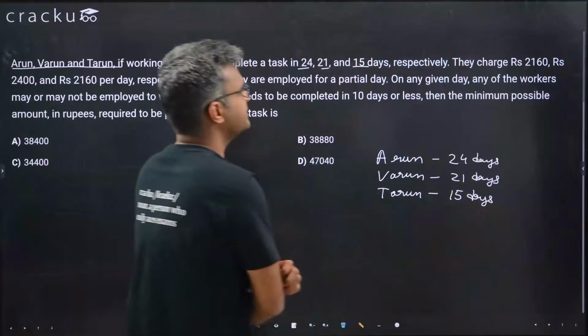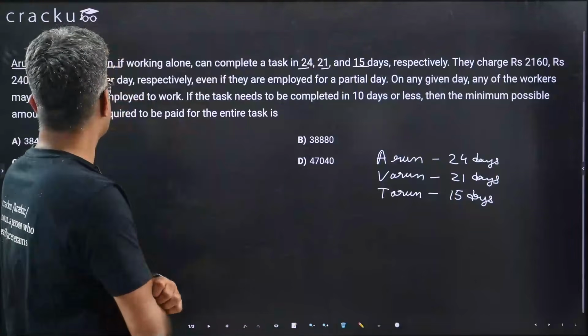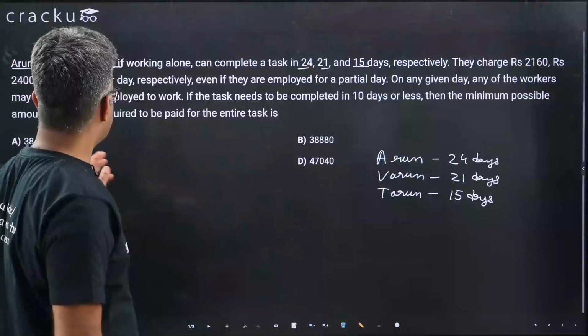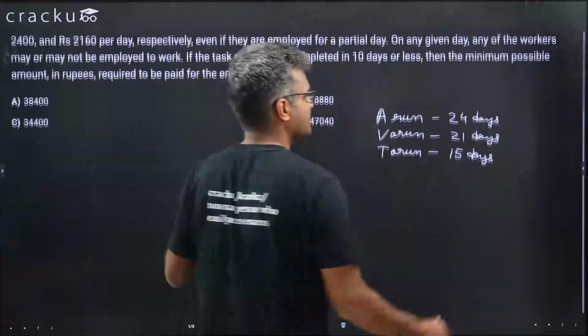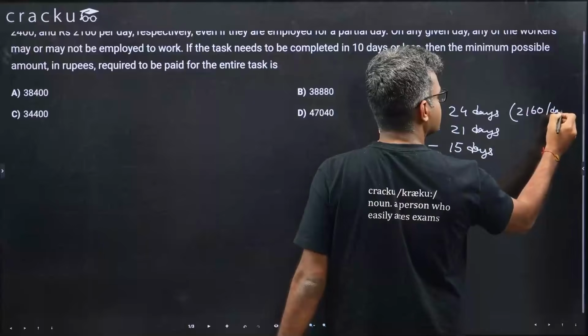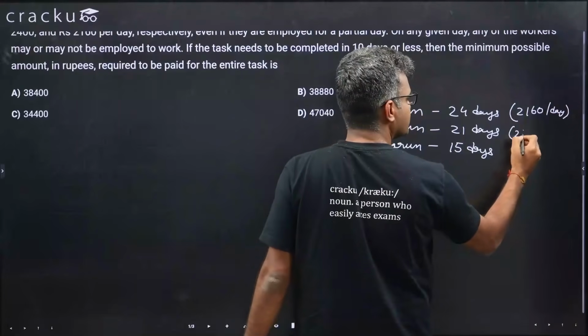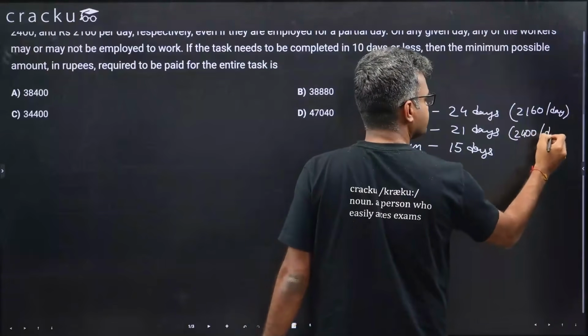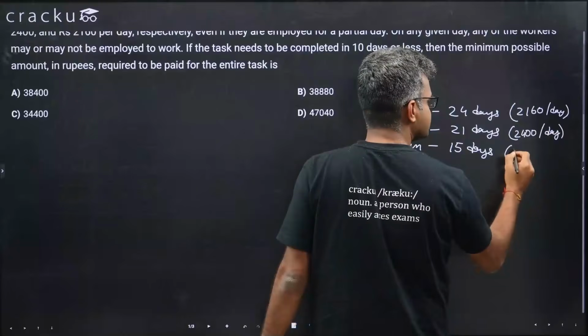We are also told how much money they charge per day. They charge 2160, 2400 and 2160 per day. This guy charges 2160 per day. This guy charges 2400 per day. And this guy charges 2160 per day.